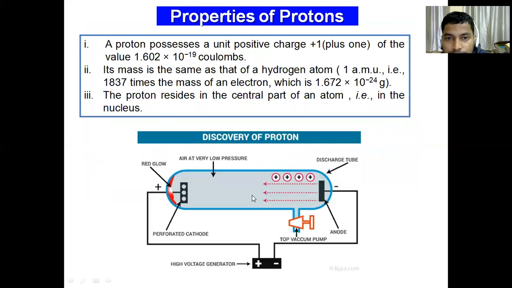Now the main important properties of protons are: a proton possesses a unit of positive charge and the value is 1.602 into 10 to the minus 19 coulomb. Its mass is the same as that of the hydrogen, about 1.672 into 10 to the minus 24 gram, and the proton resides in the central part of the atom.